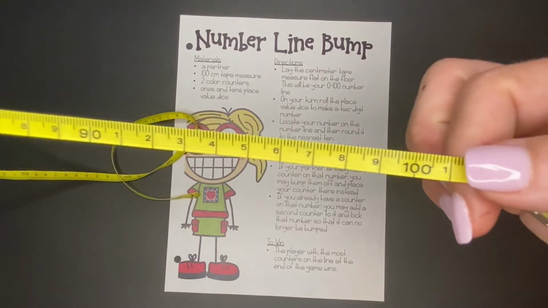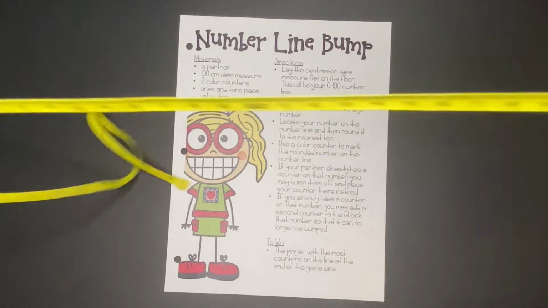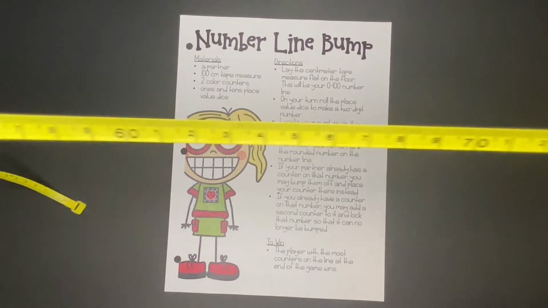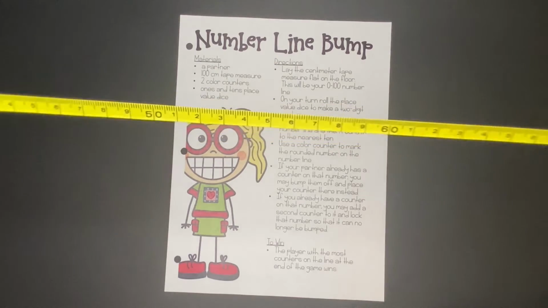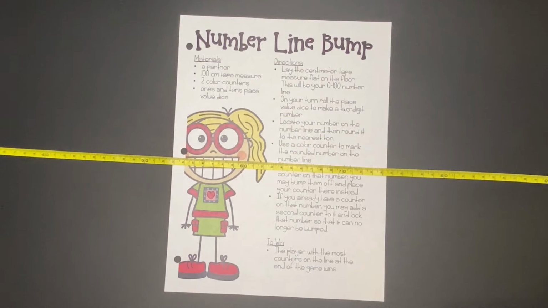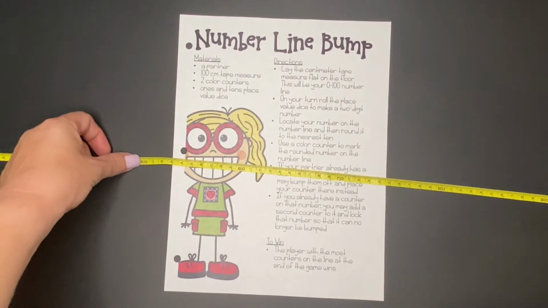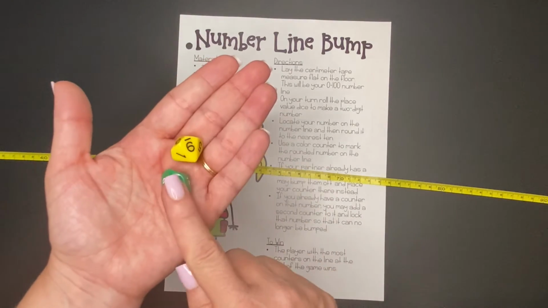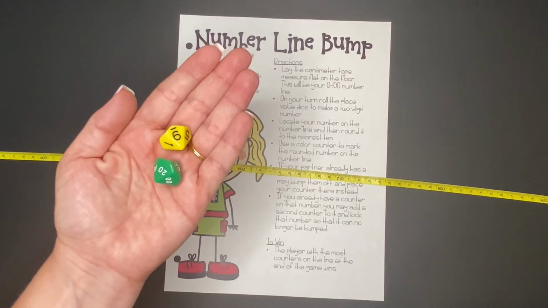See how it goes all the way to 100? It's already a number line for me. So I'm just going to use the centimeter tape to be my number line. And then you're going to need the ones dice and the tens dice from your place value dice set.